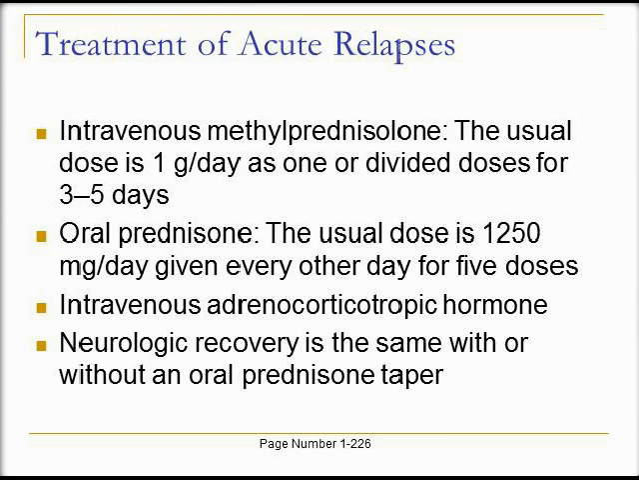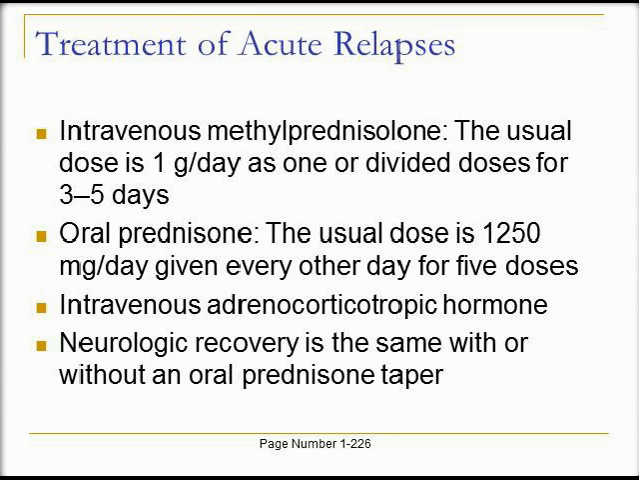Okay, correct, methylprednisolone. So when we look at acute relapses, and in general with MS, you want to think about, am I treating a relapse or am I doing something to prevent exacerbations or relapses? In this case, the patient has a relapse or an exacerbation, so we need to do something that will be more immediate. In general, we're looking at steroids with that.